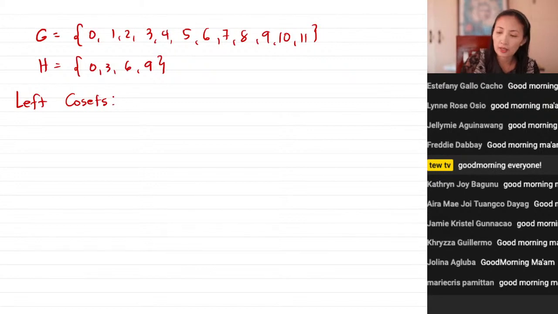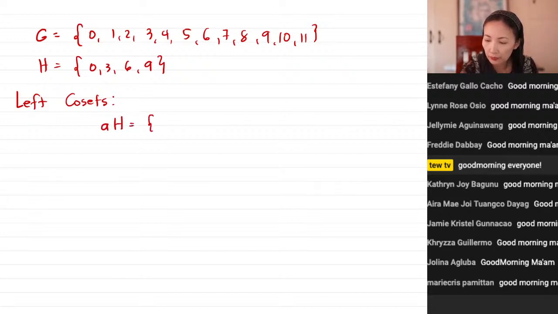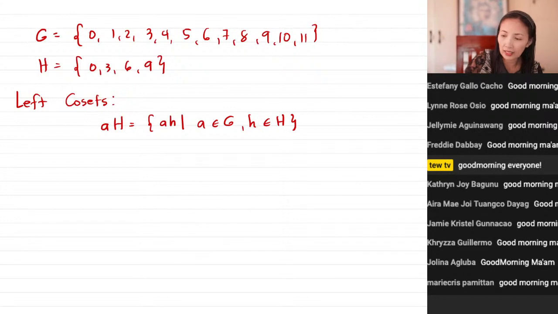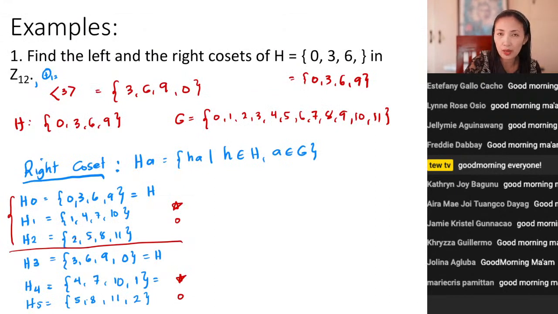Left cosets. So the left cosets are formed from the set of all elements HA, which is equal to A times H, where A is an element of G and H is an element of H. Okay, baligtaran naman. So, 0H, 1H, these are the left cosets. A while ago, our right cosets are of the form H0, H1, H2.